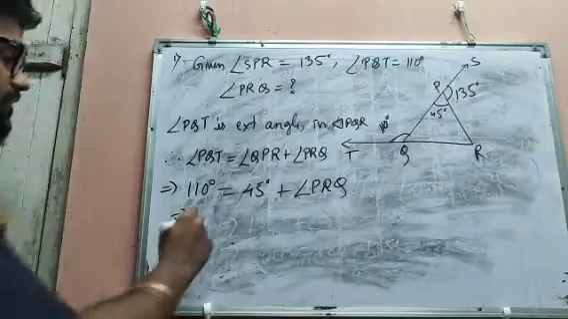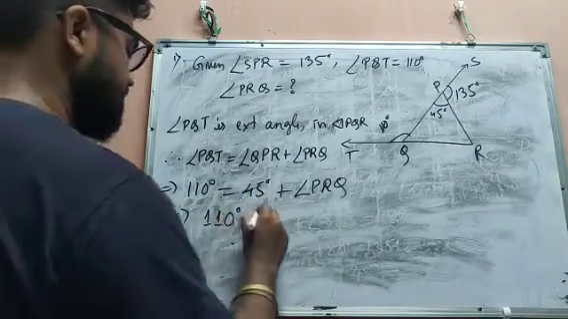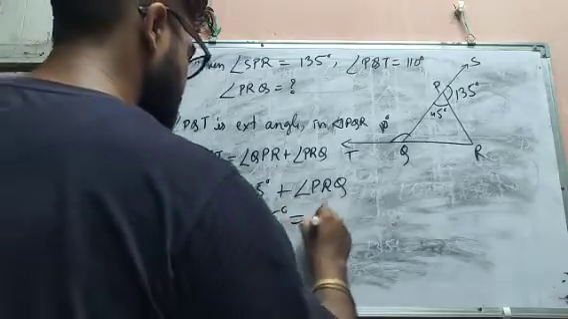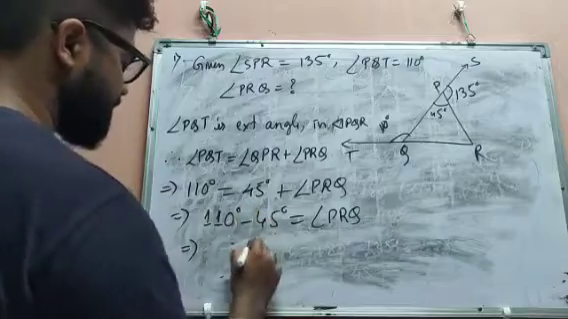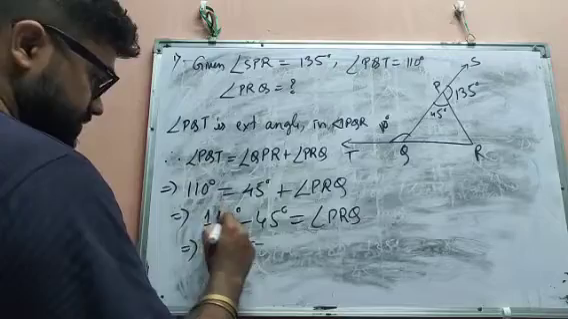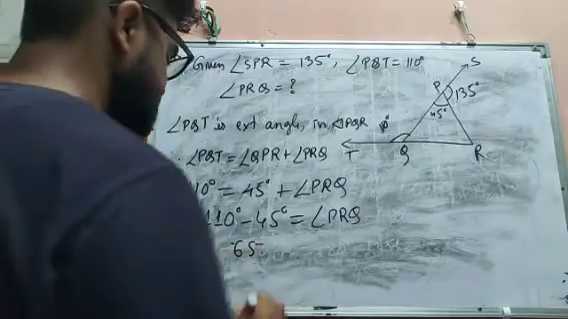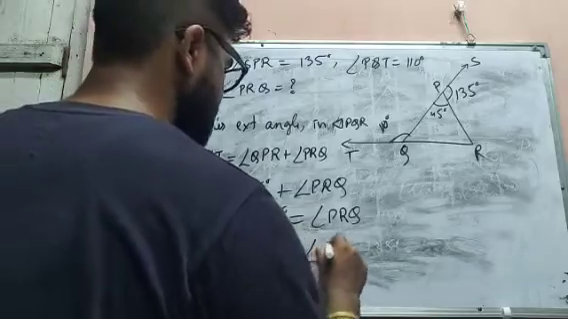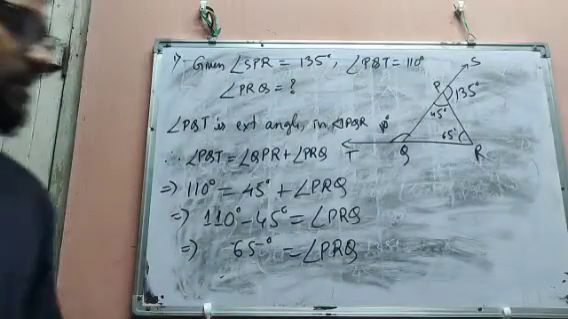So what you can do, move this to the right hand side. 110 degree minus 45 degree equal to angle PRQ, or you will get 10 minus 5, 5, here remaining only 10. So 10 minus 4, 65 degree equal to angle PRQ. Okay, so this angle we have got 65 degree. Okay.